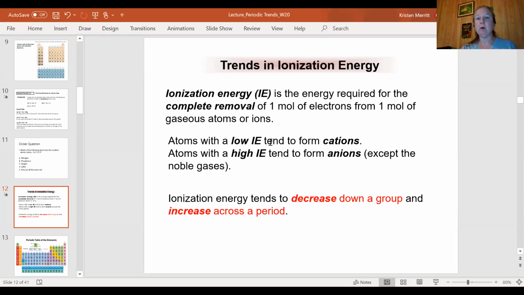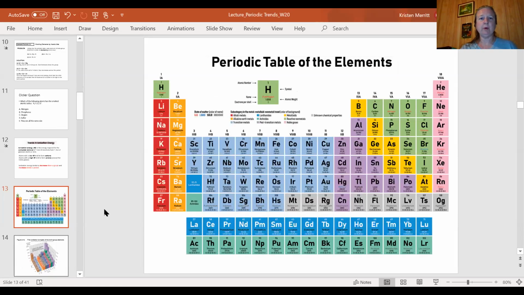Obviously, atoms with a low ionization energy, which means it takes very little energy to remove an electron, form cations. Makes sense. That's why they form cations. And atoms with a high ionization energy, it takes a lot of energy to remove the electron, as a rule, form anions. And the energies decrease down a group because we're getting bigger.